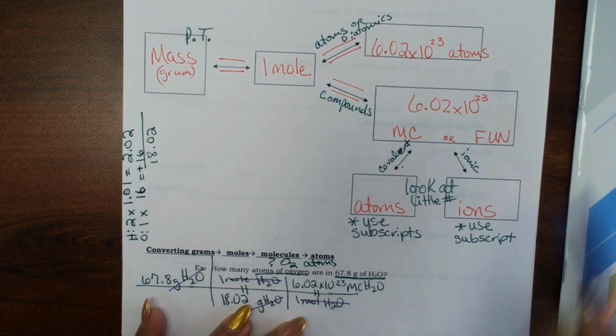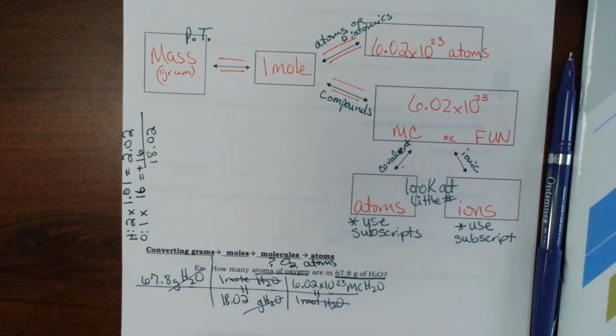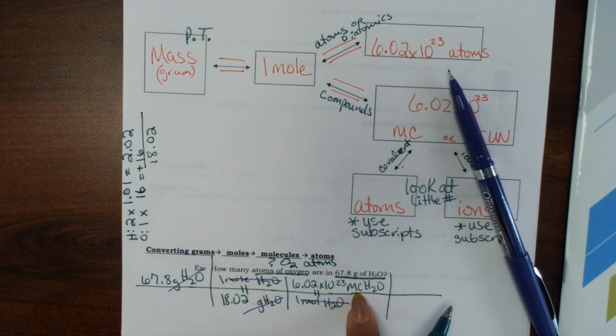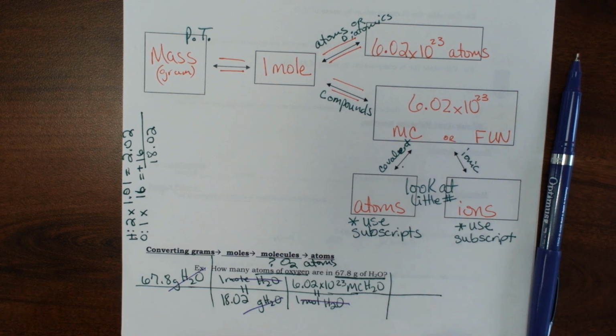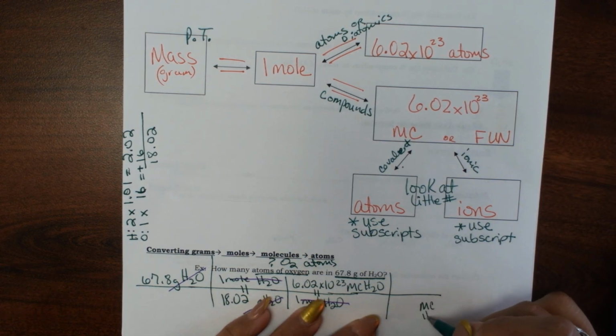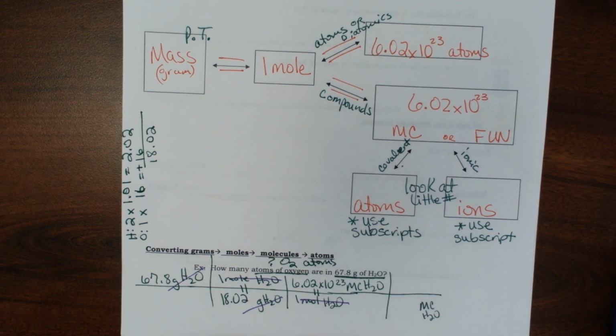My moles get to cancel out. I'm left with molecules. I don't want molecules. I want atoms of oxygen specifically. Not a problem. So I'm going to do another line. Remember, if I have molecules of H2O, then down here I need to have molecules of H2O, so that algebraically they can cancel each other out. But this is going to be the new step for us.